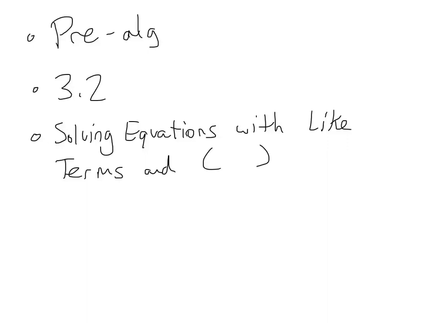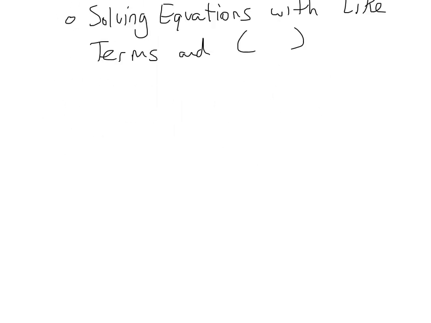We're talking about solving equations that have like terms in them and parentheses. Okay, so let's just start off with this problem. If I had 3n minus 40 plus 2n equals 15, and I said let's solve that, how do you think we'd do that?